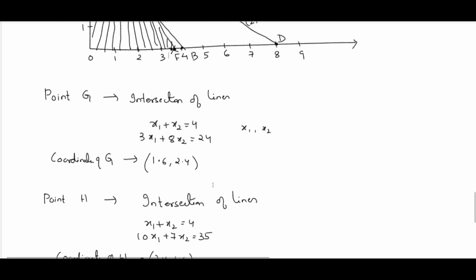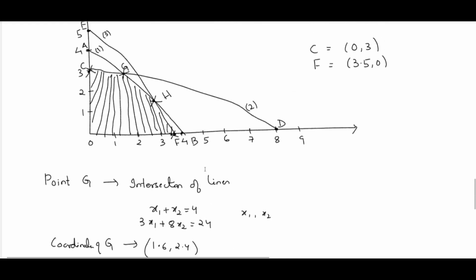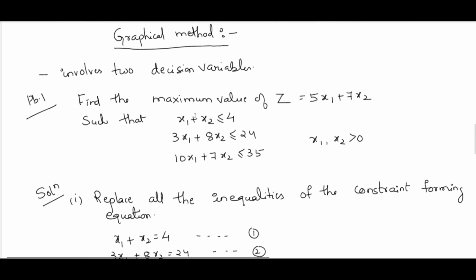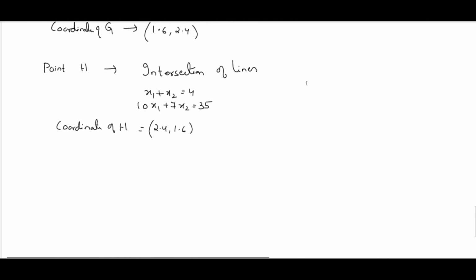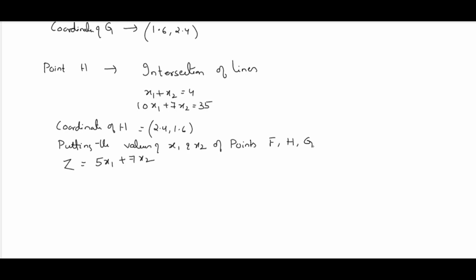How to know which one is the optimum out of these four? We have to determine the best value of all these four that will maximize the profit. The main question is maximizing profit. We have to put the values of all these four coordinate points in this equation, and whichever gives the maximum value of z will be the optimum values of x1 and x2. So z, the maximization of profit, is equal to 5x1 plus 7x2. I'm putting the values of x1 and x2 of points F, H, G and C in the objective function z.